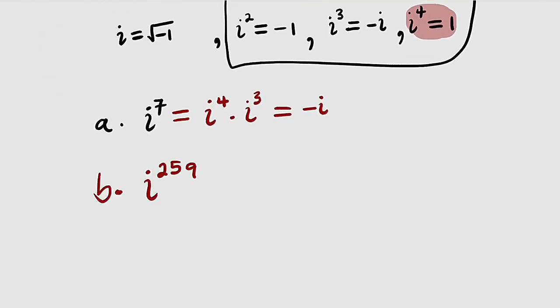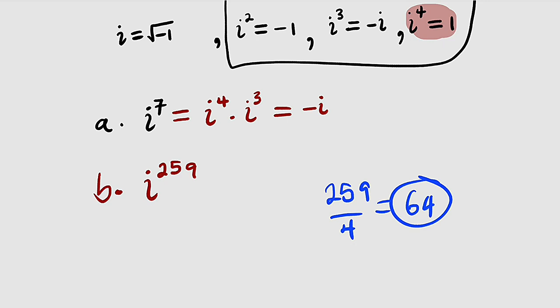So how can we evaluate i to the 259? First of all, we want to determine how many 4s are available here, because we know i to the fourth power is equal to 1. So you can simply take your calculator, say 259 divided by 4, which I believe is equal to 64, with some remainder, but we are interested in the whole part. Then what of 64 multiplied by 4? This will give us 256, but this is 259. It implies that we have a remainder of 3.